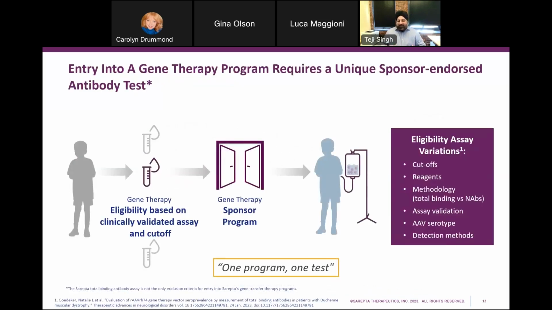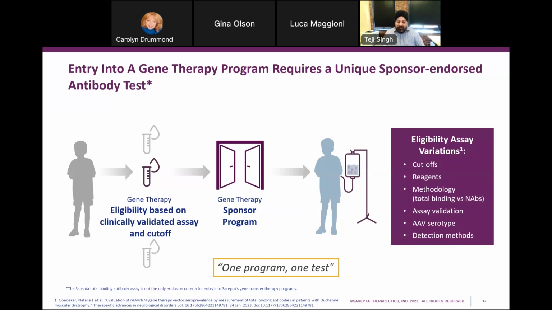Going back to a theme that I discussed previously, you can tell that there are different methods of actually testing. There are different titers which each program establishes. So the entry into any specific gene therapy program requires a unique, sponsor-endorsed antibody test. This is something that the sponsor has worked on in the clinic, and then that's validated by a series of validation steps to show that this is actually the assay that should be used for that program. So one program, one test paradigm.